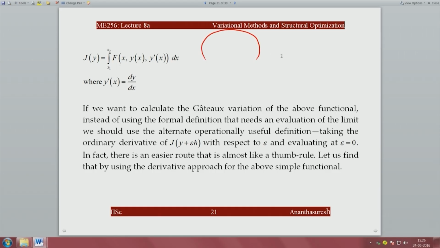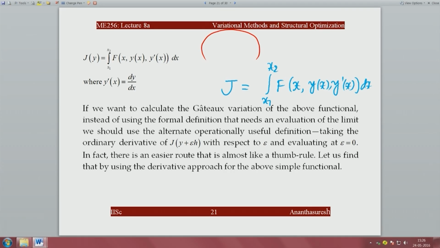I have this J, now it is from x1 to x2, of the functional f. The x is also shown, but we do not have to show it all the time: y of x and the first derivative of y, y prime, which is dy by dx.